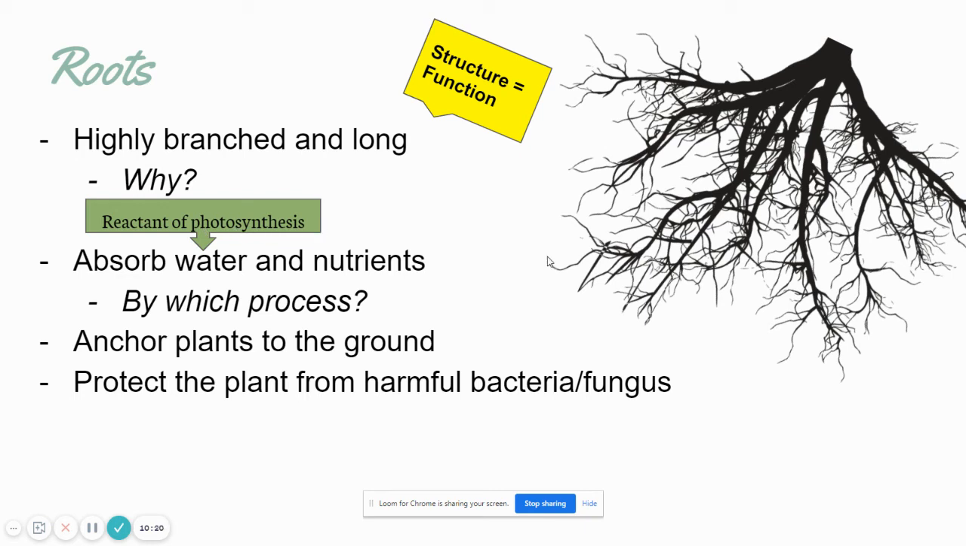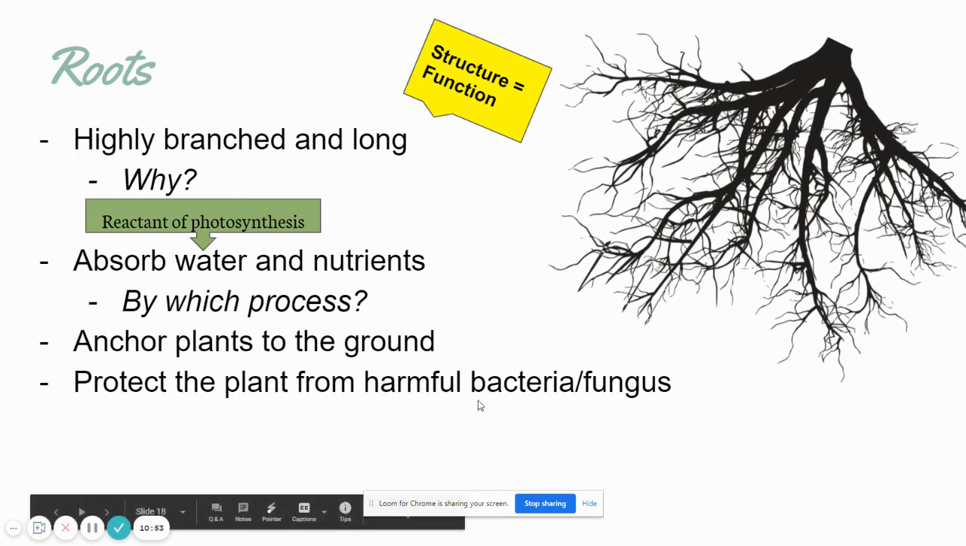Again, let's think about how this water is able to move from the soil into the roots. Which transport mechanism moves water from an area of high concentration in the soil to an area of low concentration in the roots? The answer should be osmosis. Water moves into the roots by the process of osmosis. In addition to taking in water, roots also anchor plants to the ground. They keep them in place. Sometimes they will also have certain chemicals, enzymes that protect the plant from harmful bacteria and fungi.